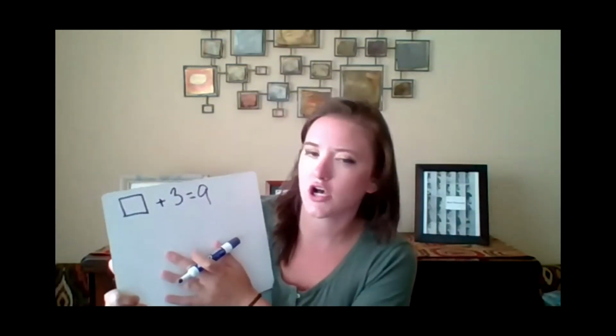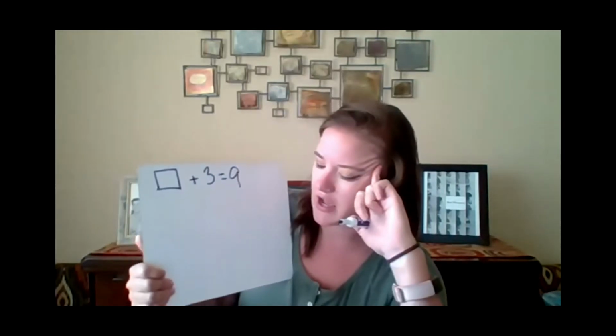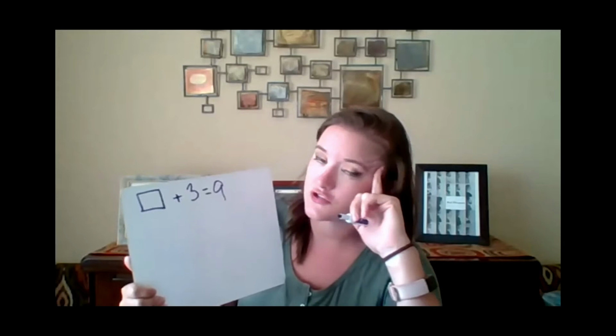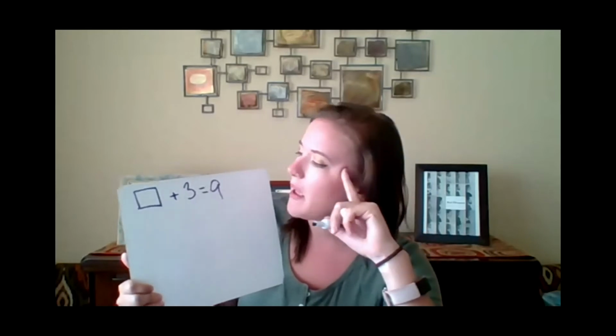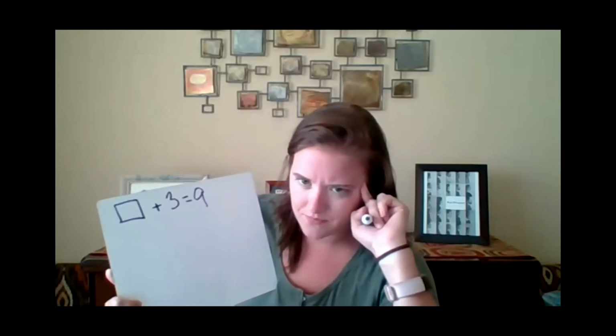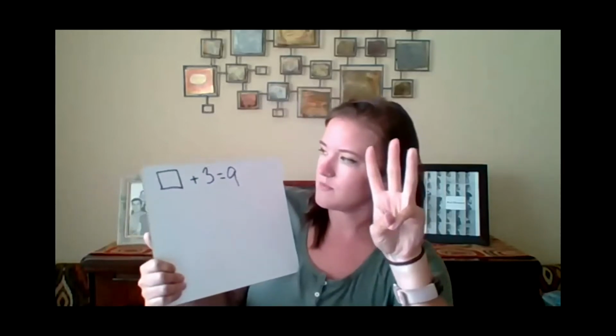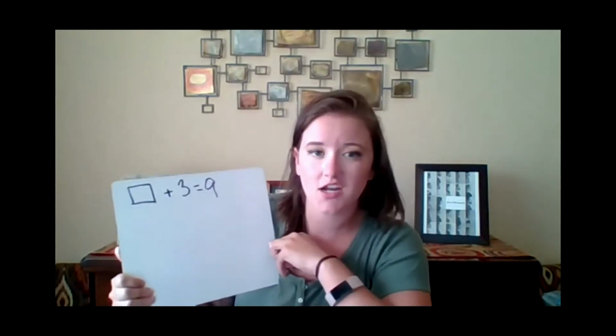So we're going to try and solve this equation right here. So I'm going to think of a strategy that I can use. There's so many great strategies. But I think what I'm going to do is I'm going to count on. So I'm going to start with 3 fingers, and our total is 9. So I'm going to start at 3, count on until I hit 9. Sound like a good idea? I think so too. All right, so let's give it a go.